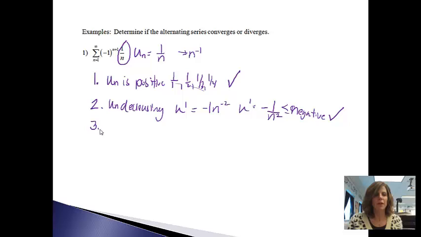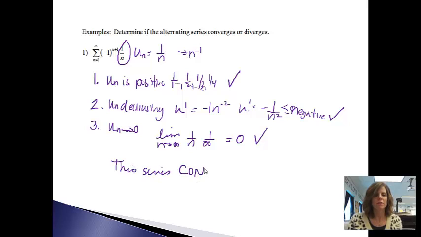Right? And then number 3, we just want to make sure that u sub n approaches 0. So we'll find the limit as n approaches infinity of 1 over n. And you'll notice if we do plug in infinity, I'd get 1 over infinity, which does approach 0. So we did find the limit is equal to 0. So all three checks are made, so we will say this series converges. So we are all set with that one.